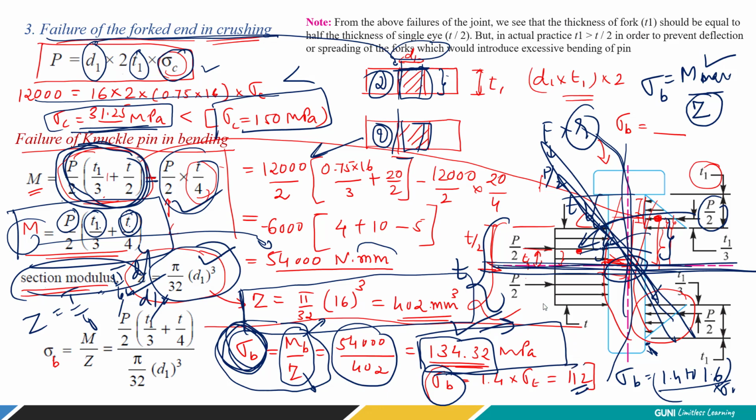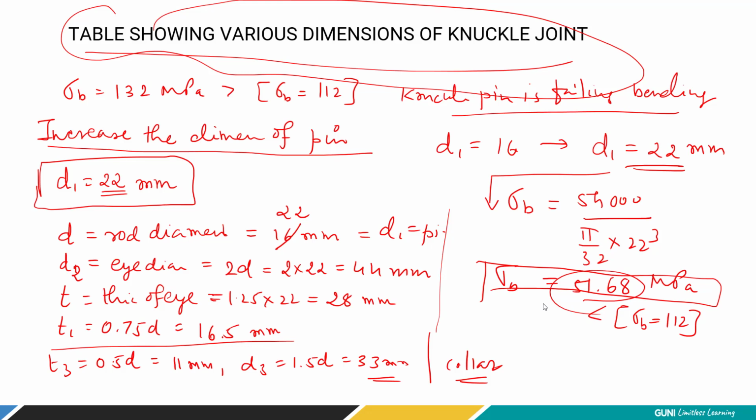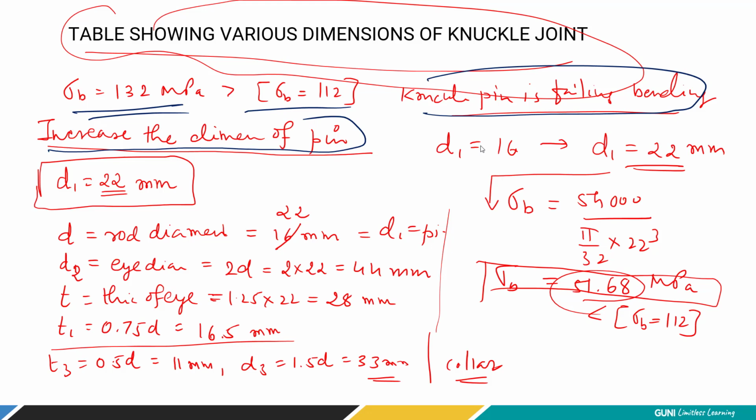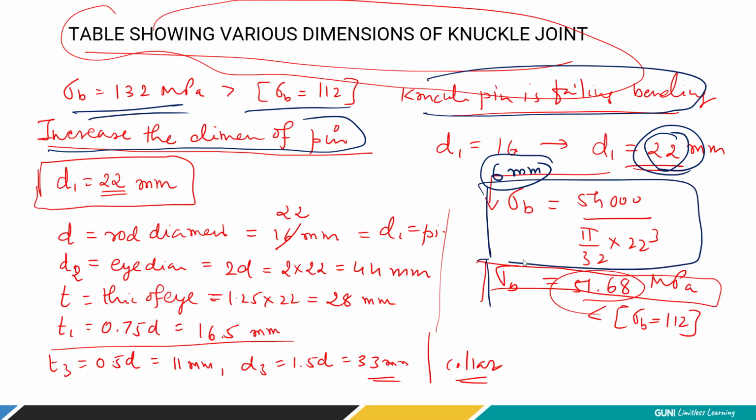What are we going to do? We are going to simply increase the dimensions, right? Now because this is more than that, the knuckle pin fails in bending. तो क्या करेंगे? We are going to simply increase the dimension of the pin, right? तो पिन के जो डायमेंशन 16 हमने लिया था, we are going to take now 22, by thumb rule increase by 6 mm. When the dimension is failing, increase by 6 mm. Okay, so here we have increased the diameter of the pin to 22. Again find out the bending stress, recalculate it. So again the bending stress comes out very less compared to the 112, right?